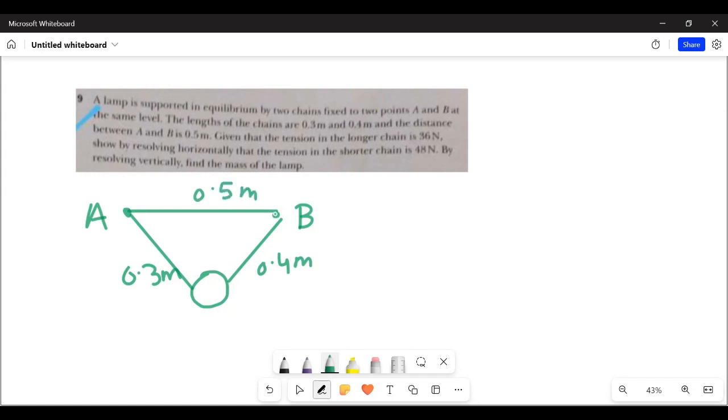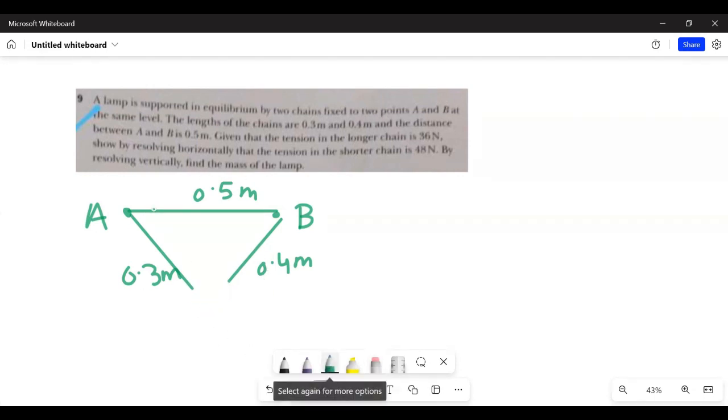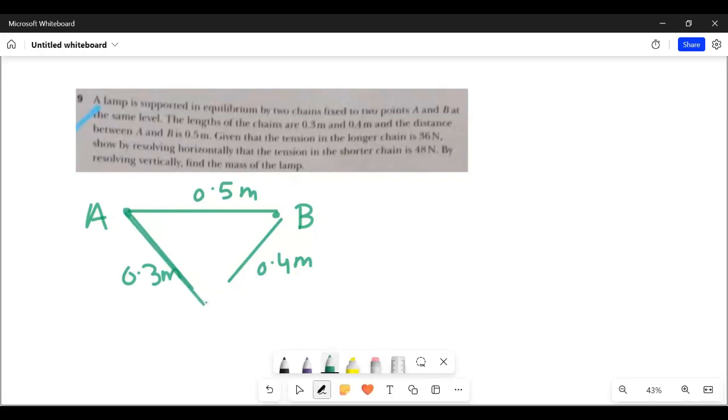Okay. Given that the tension in the longer chain is 36 newtons, so I shouldn't have drawn such a huge lamp because then it's not looking like a triangle. Lamp can be represented by a small dot as well. Okay, so here's the lamp. Now it's looking more like a triangle.